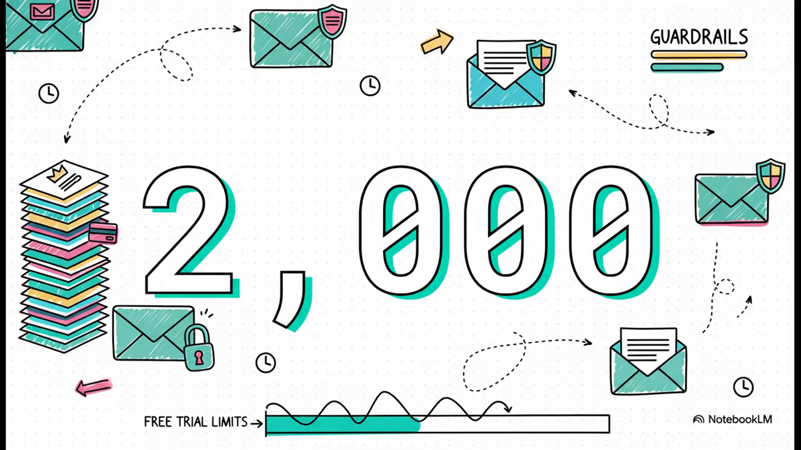And here it is, the first big number to etch into your brain: 2,000. That is the maximum number of emails you can send in any rolling 24-hour period. And that's a really key detail. It's not based on a calendar day, it's any 24-hour window.